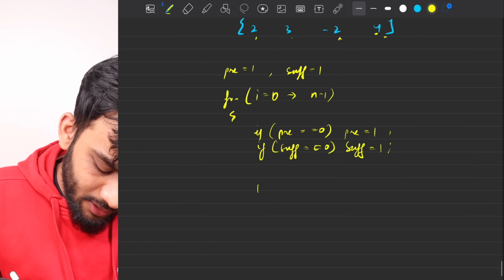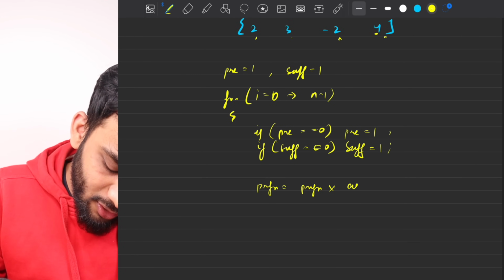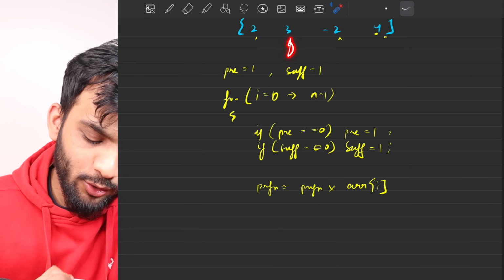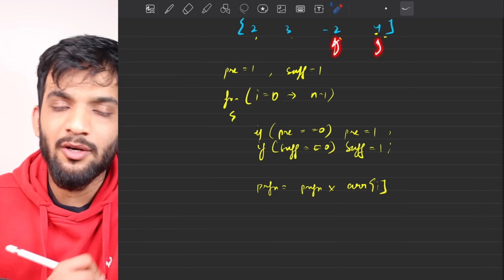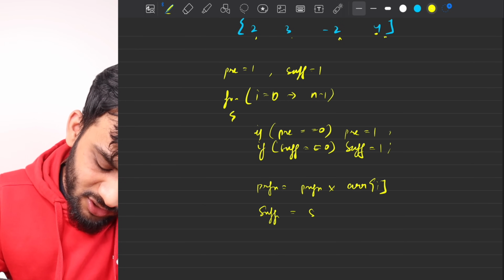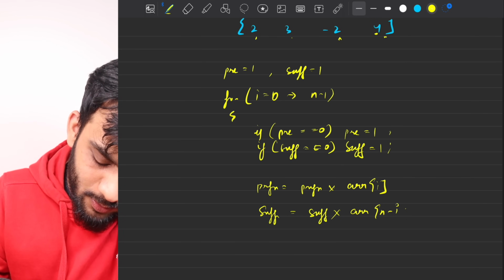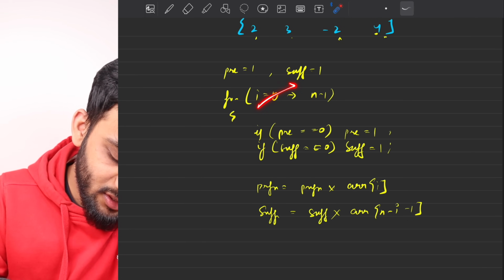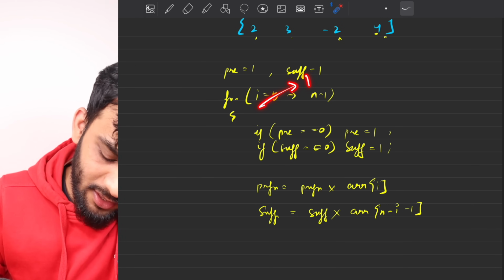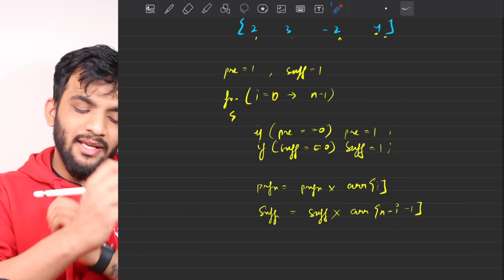And what can I say? Prefix is equal to prefix into array of i. What that will mean is, first time it will do this, next time it will do this, next time it will do with this, next time it will do with this, right? What about suffix? Suffix should be from the back. So suffix into array of n minus i minus 1. So whenever i is 0, this will be n minus 0 minus 1, which is n minus 1. Whenever i is 1, it will be n minus 2. Whenever i is 2, it will be n minus 3. So it will automatically come from back.